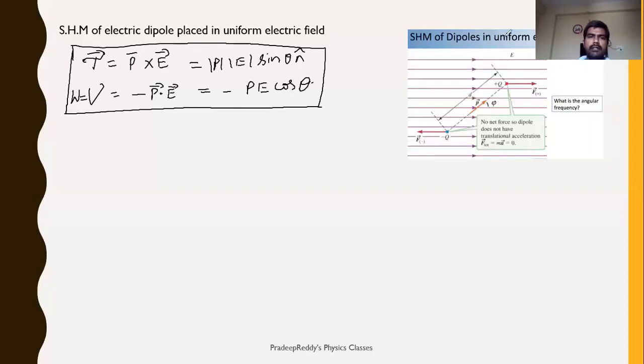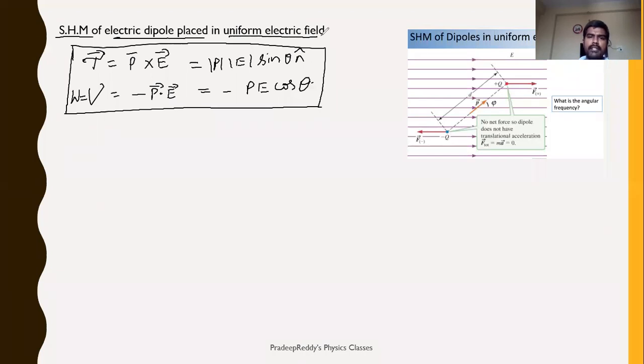So students, in the last lecture, we calculated torque as well as electric potential energy of the dipole placed in a uniform electric field. In today's session, we are going to learn a few more things about the electric dipole, and if time permits, I'll introduce Gauss law also. Now, SHM, simple harmonic motion of an electric dipole placed in a uniform electric field.